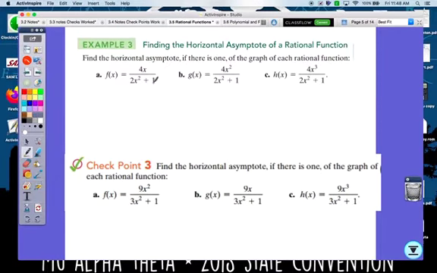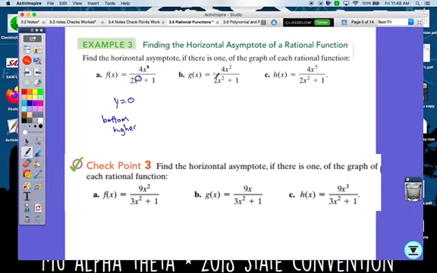All right, so if we look at these, A, find the horizontal asymptotes. Again, we're looking at highest degree. The exponent on top is 1. The highest exponent on bottom is 2. So since the bottom is bigger than the top, we have y is equal to 0. The bottom is bigger or higher.